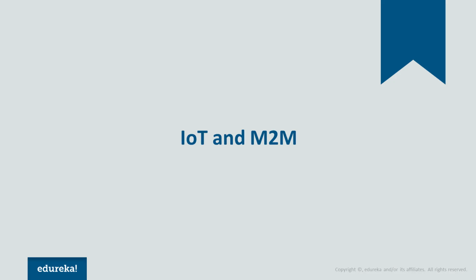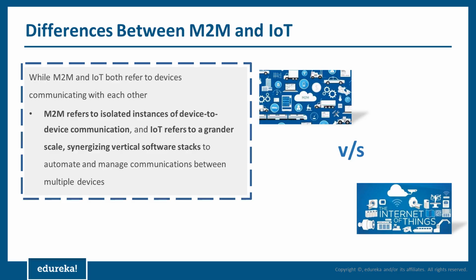So what is IoT and M2M? What are the differences between them? Basically, M2M refers to isolated instances of device to device communication. So it's a very specific subset of Internet of Things. Internet of Things is many things connected through the internet. It's not just device to device. M2M is device to device, machine to machine communication. So M2M is a little specific case of Internet of Things.